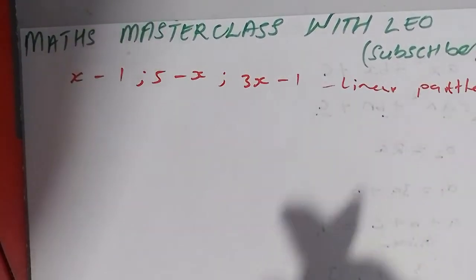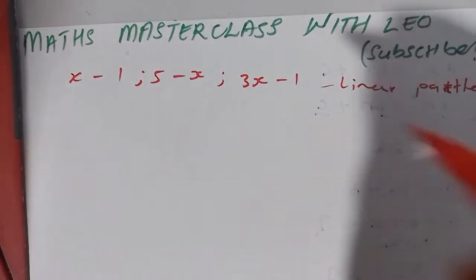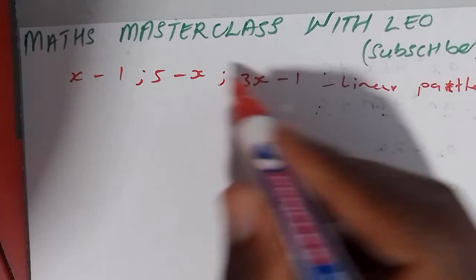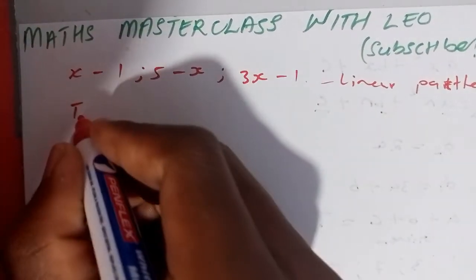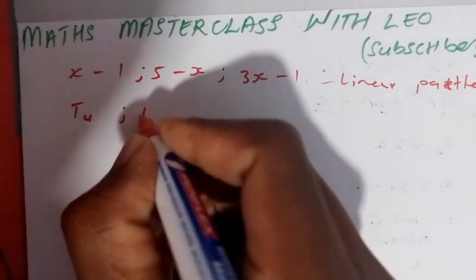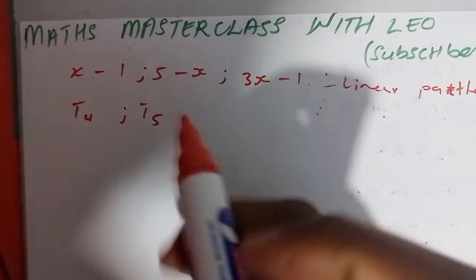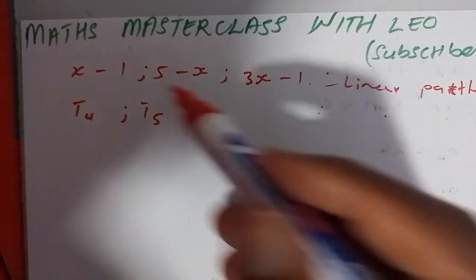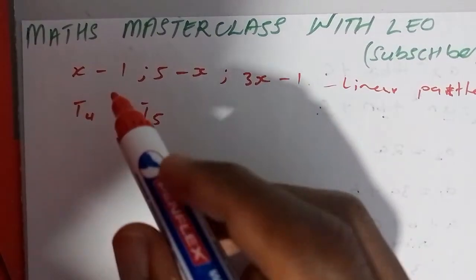Okay, now you need to calculate. What do you need to calculate? You need to calculate term number 4 and term number 5. You need to calculate the value of T4 and the value of T5. Right? These are the values that you need to calculate. But you know that you can never calculate the value of T4 and T5 if you do not have the value of X. Right? So you need to calculate the value of X first.